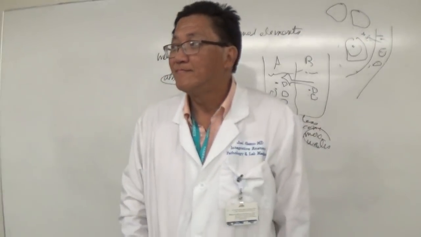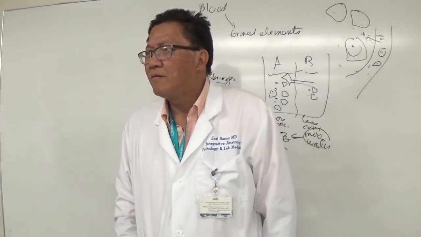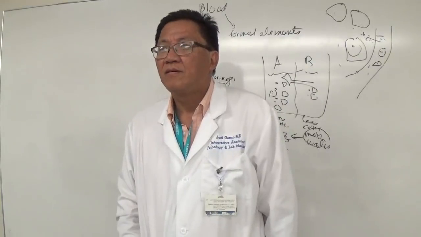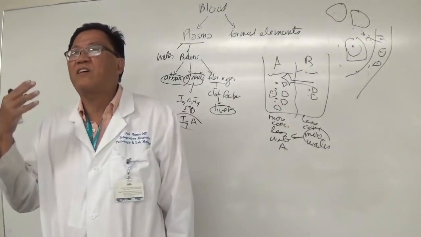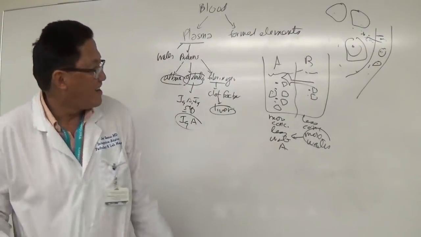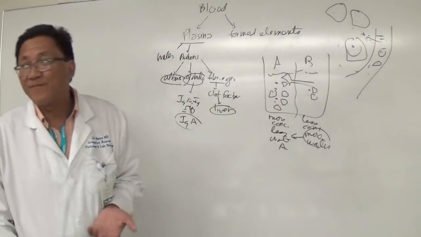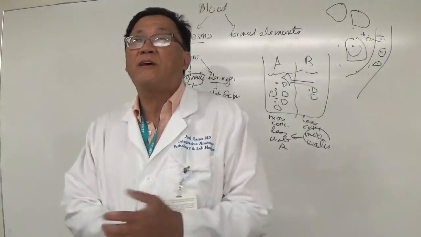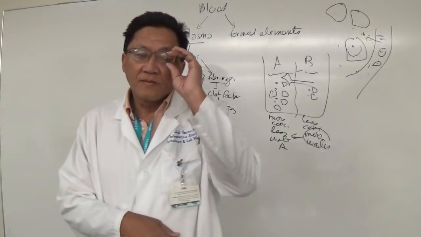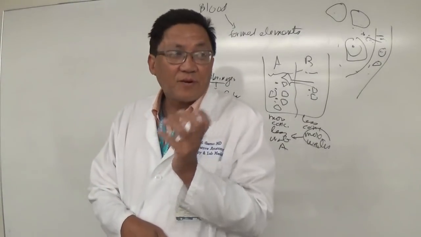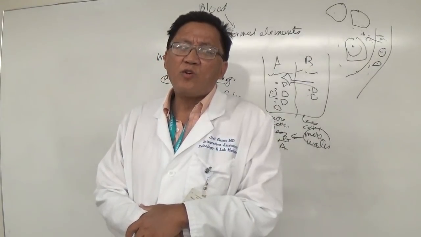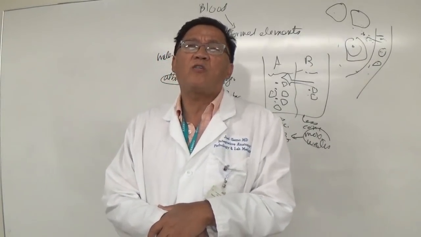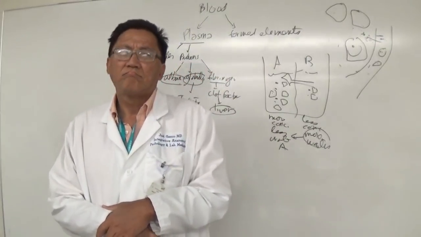So, therefore, what is immunoglobulin made of? Globulin. What did you say? Coagulant. Okay, I need to clean my ear. I thought I heard coagulant. Globulin, of course. As simple as that. It's made of globulin. And what is globulin? Plasma protein.